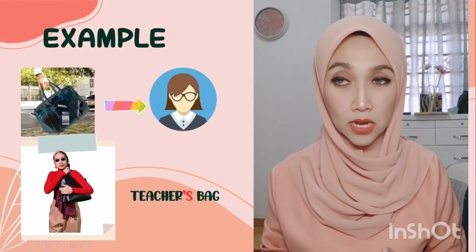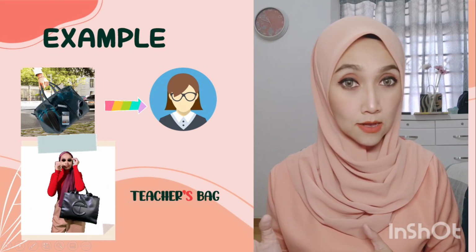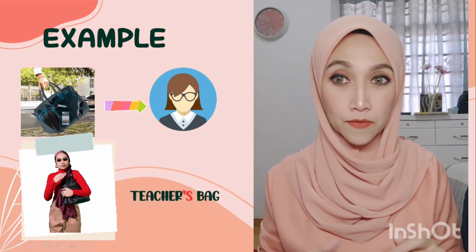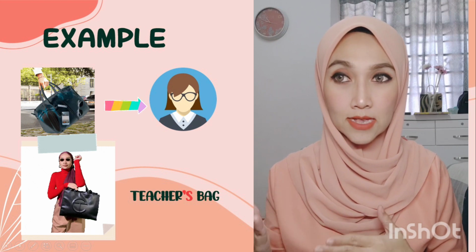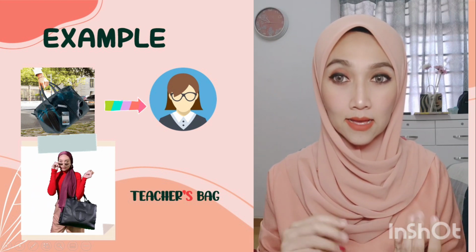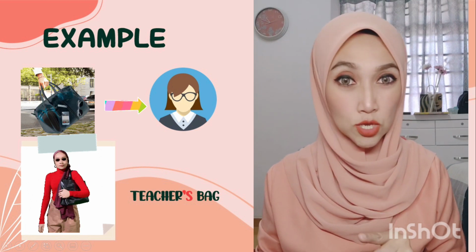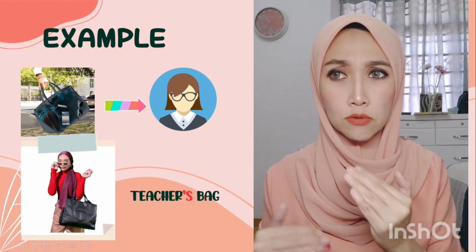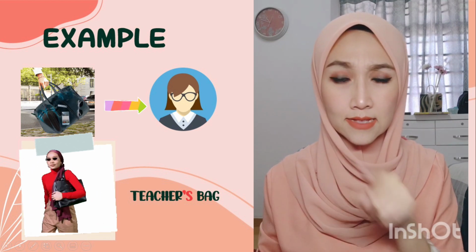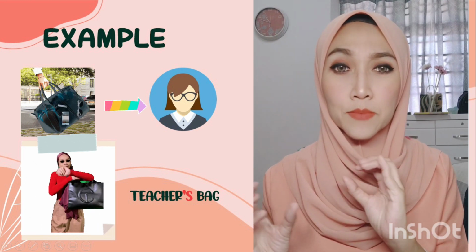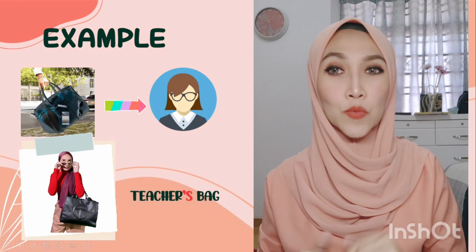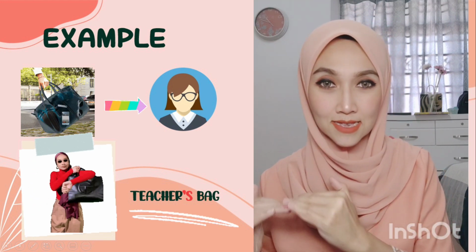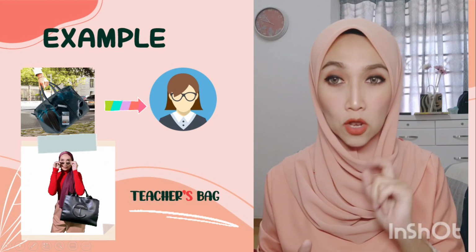Okay, next. Now look at the slide. Since we already know about singular versus plural just now, let's see how we're going to apply possessive apostrophe in this example. You can see the picture of a bag and a teacher. So the teacher is singular, only one teacher there. So how are we going to tell that the bag is that teacher's bag? The bag belongs to that teacher. So we use apostrophe S. Teacher's bag. Teacher's bag means the bag belongs to the teacher.